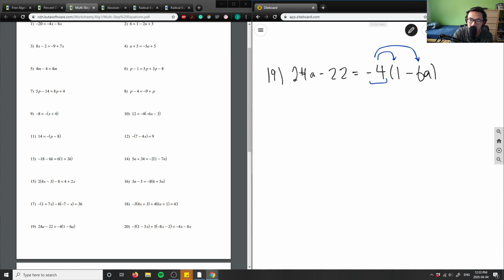Okay, so I'm going to distribute this first. I'm not going to touch the left side. So I'm going to simply do this. It's still 24a.